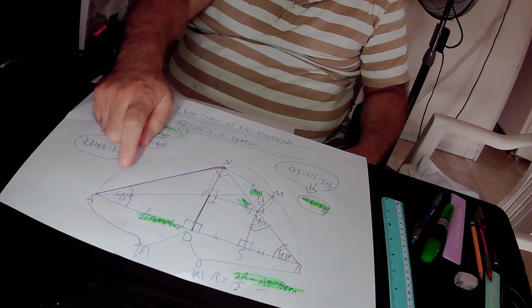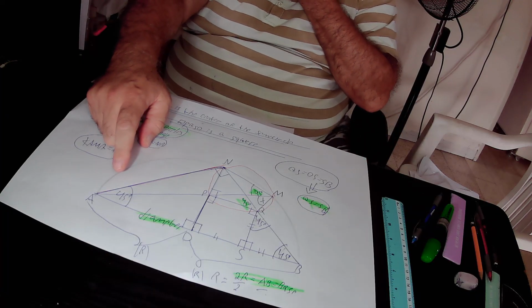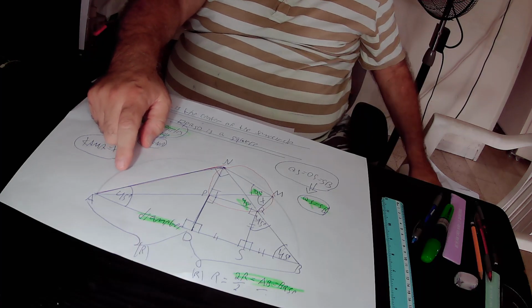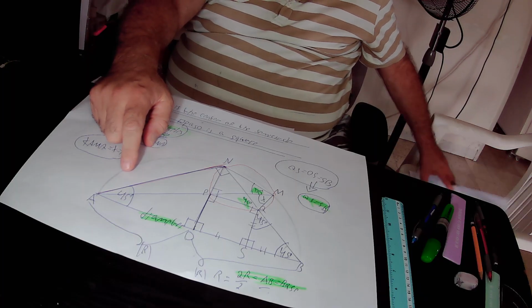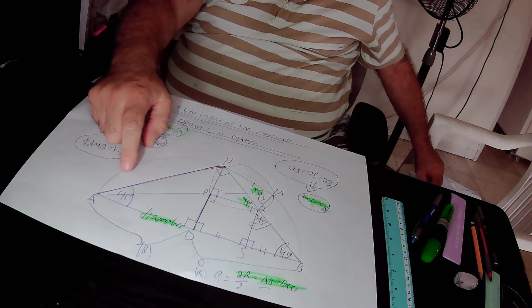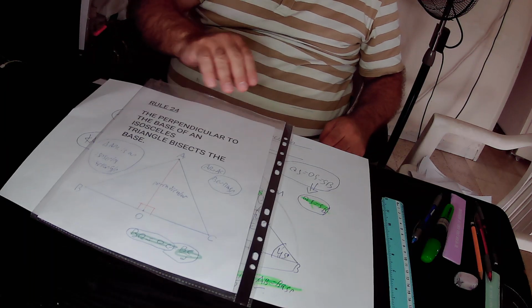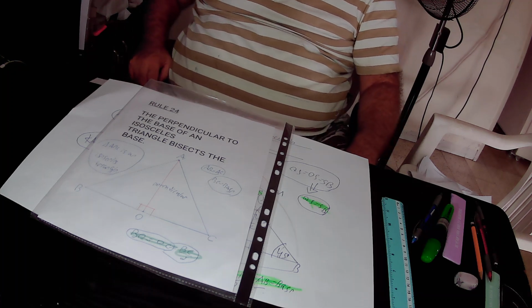So here we can implement rule 24. According to rule 24, the perpendicular to the base of an isosceles triangle bisects the base.